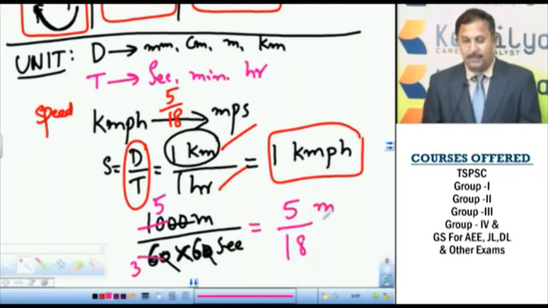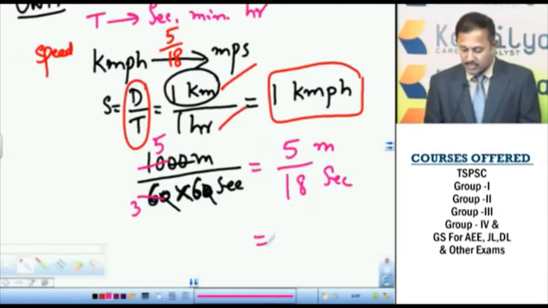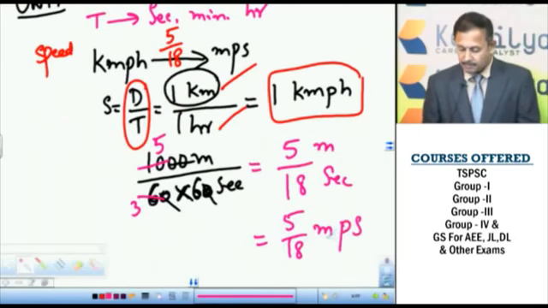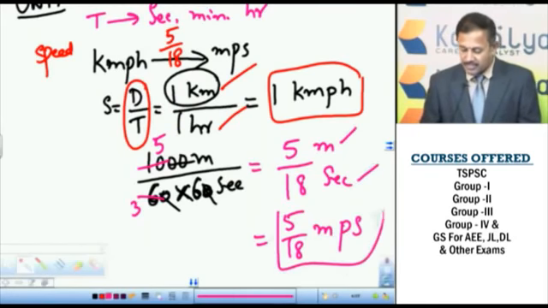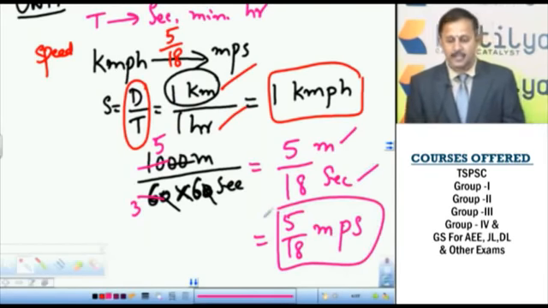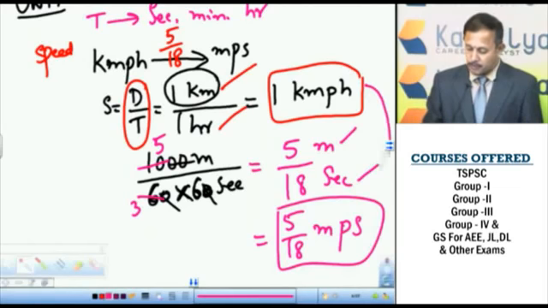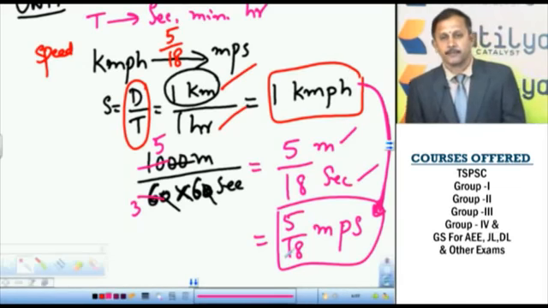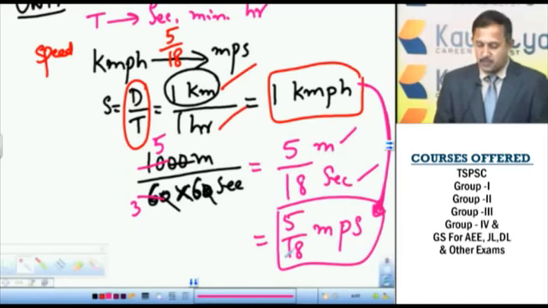The distance is in meters and the time period is in seconds. So the overall result is equal to 5 by 18 meter per second. The distance is in meters, the time period is in seconds, so the speed will be in meter per second. Now we got an identity that 1 kilometer per hour is equal to 5 by 18 meters per second. So in order to convert the speed from kilometer per hour to meters per second, we have to make use of the fraction 5 by 18.